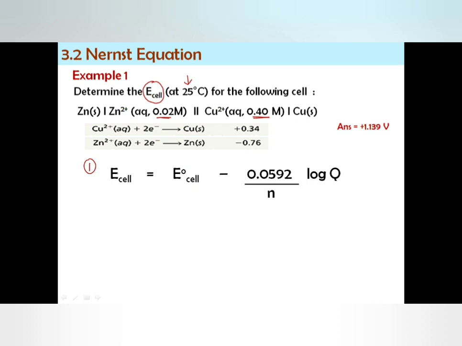Okay, apa guna tulis formula ini? Supaya kita tahu kita nak letak apa. Apa yang kita perlu untuk substitute. So, we want E naught cell, we want N, we want Q. Jadi, step yang kedua, cari E naught cell dahulu by using this formula.